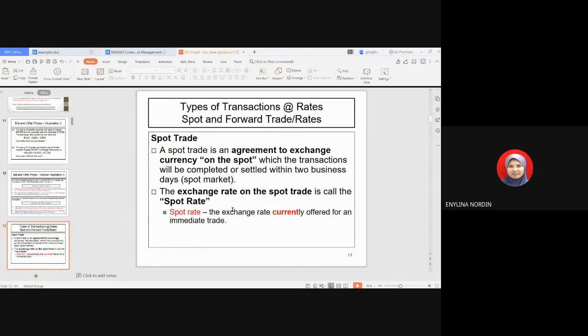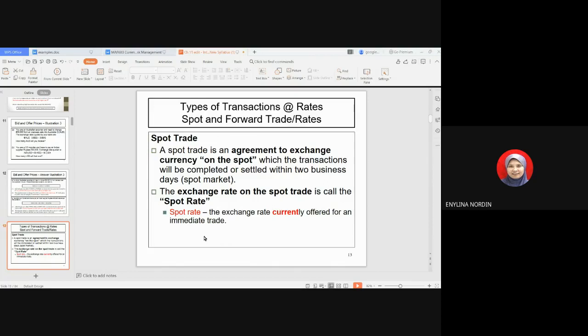If you have any questions, maybe you can ask me later, right? Okay, next, we go to the next part of this particular topic, which is the types of rates. Like I said, the bank can quote the exchange rate at spot rate or at forward rate. So what is the spot rate? What is the forward rate? We look at the first part here, which is the spot rate.